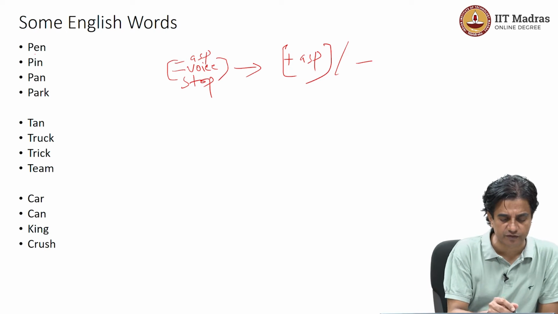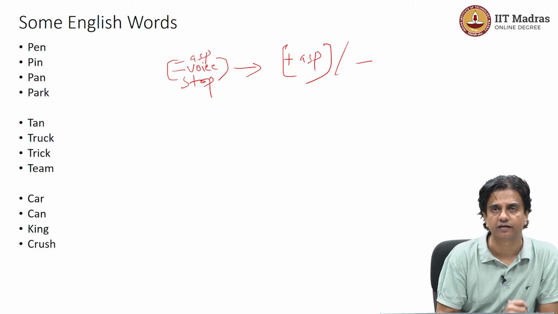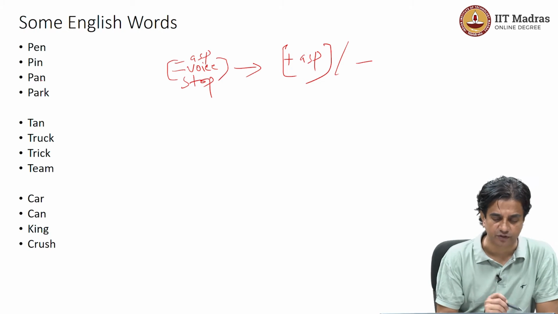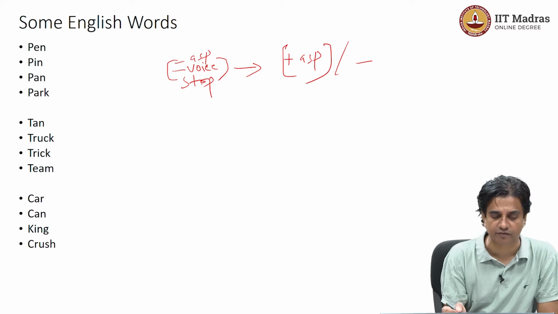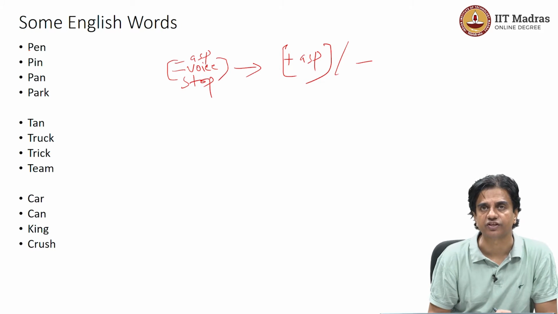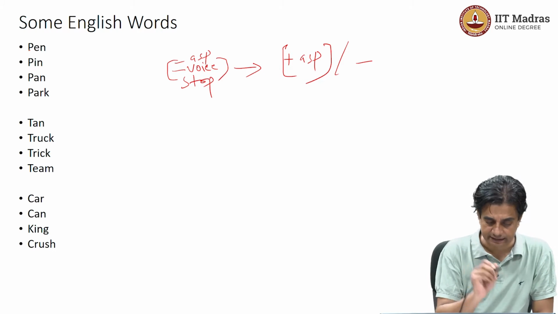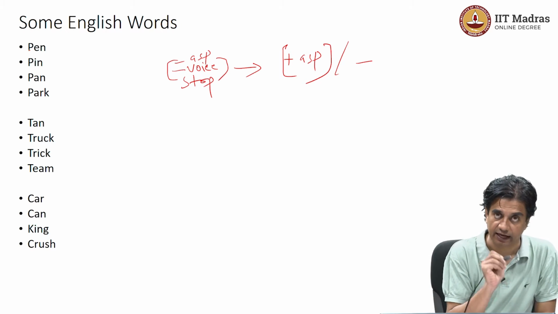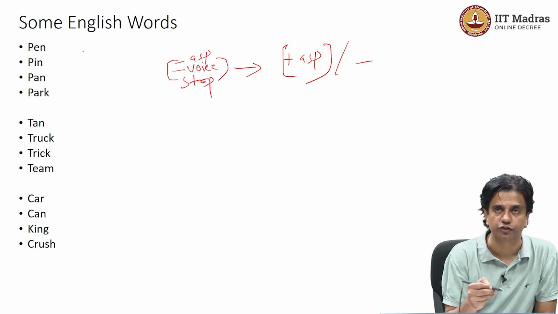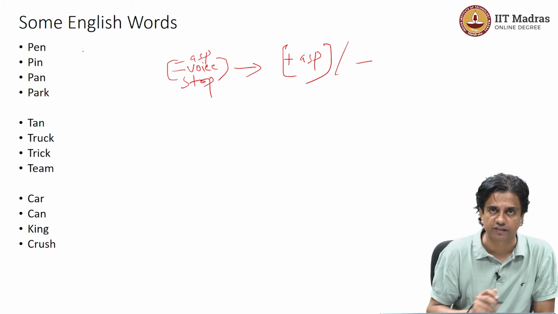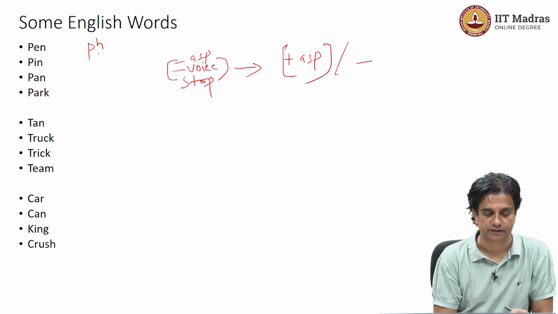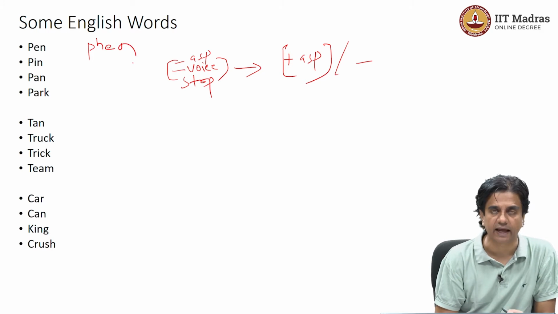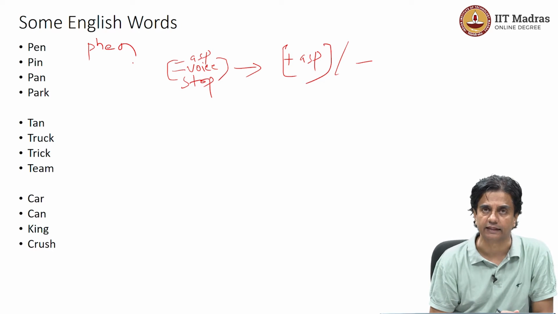So when we see a word like pen, pin, pan, park, in each one of these words we have an unaspirated voiceless stop at the initial position of a word, and this sound at the initial position of a word is going to be aspirated. So each one of these words is going to carry this sound in it. So it will sound like pen, pin, pan, park.